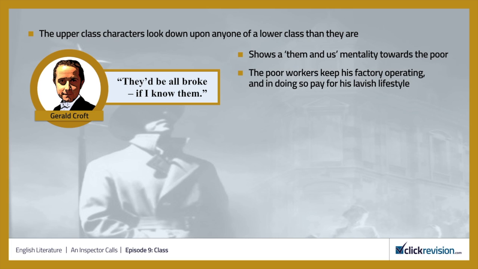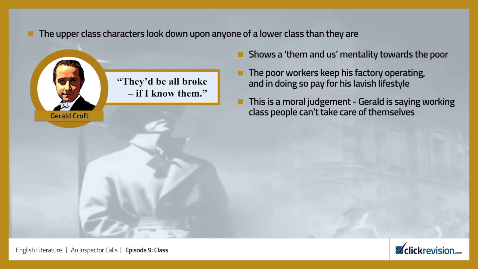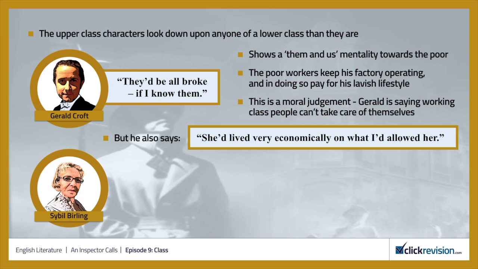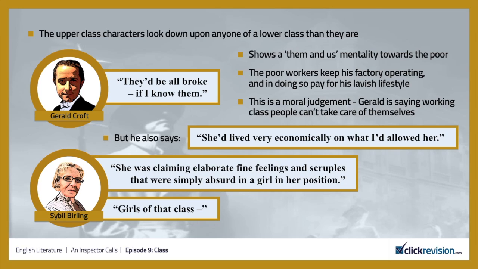There's an assumption here that just because someone is born into a lower class, they couldn't possibly manage their money responsibly. Which we also know not to be true, as he says himself that Eva Smith lived very economically on what he'd allowed her. Mrs. Birling makes much the same sort of generalisation when she suggests "girls of that class" as an explanation for Eva Smith's suicide, and later claims that Eva Smith was claiming "elaborate fine feelings and scruples that were simply absurd in a girl in her position" when she stopped taking money from Eric. As if a working class girl would ever refuse money just because it's stolen, she's saying.